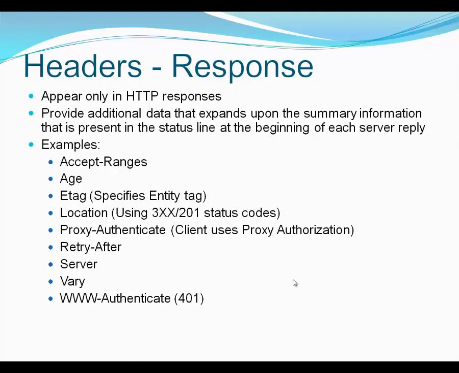Now, a few response headers we'll talk about. They appear only in HTTP responses. They provide additional data that expands upon the summary of information present in the status line at the beginning of each server reply. Examples are accept ranges, age header, e-tag header, location header. So when a server responds with redirection 301 or 302, it also tells which URL you should request for this object which is now moved. That value is present in the location header.